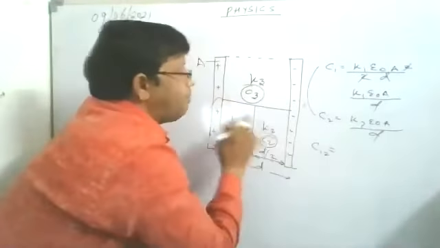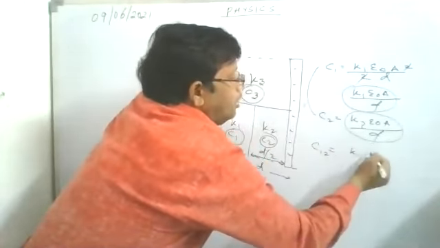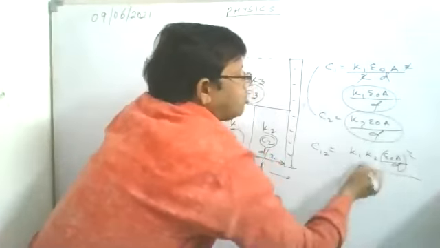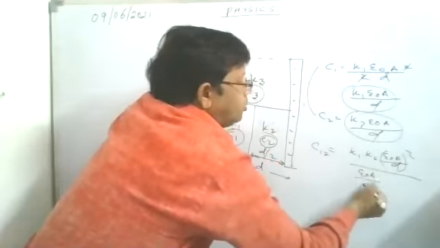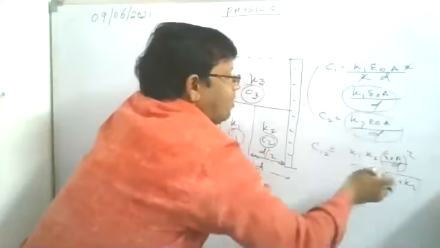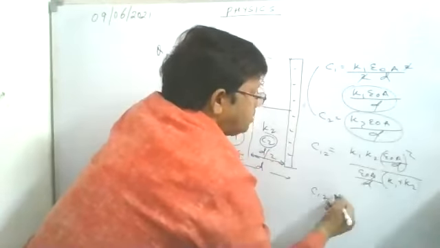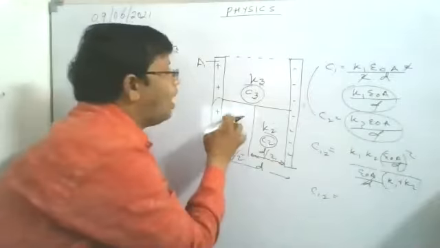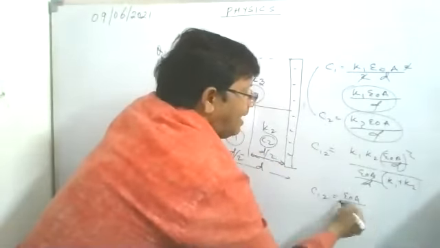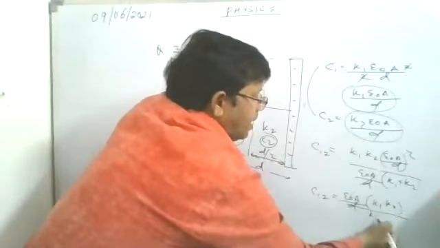Beta, now what is the equivalent capacitance of these two? C1 and C2, both are connected in series. So product of these two, K1 into K2 epsilon naught A by D whole squared, divided by the sum of these two. Epsilon naught A by D into K1 plus K2. Take this one common. This cancels and C12 becomes, what is C12, the equivalent capacitance of 1 and 2? C12 becomes epsilon naught A by D into K1 into K2 divided by K1 plus K2.